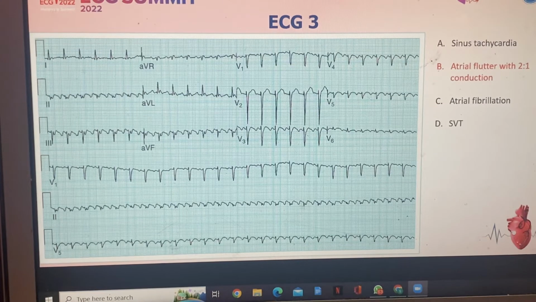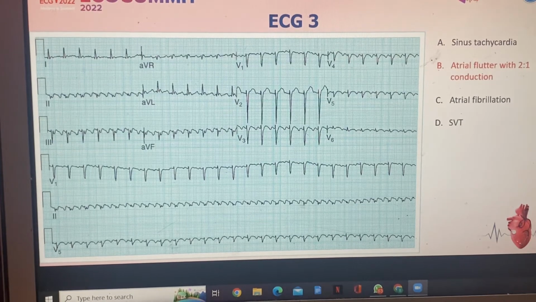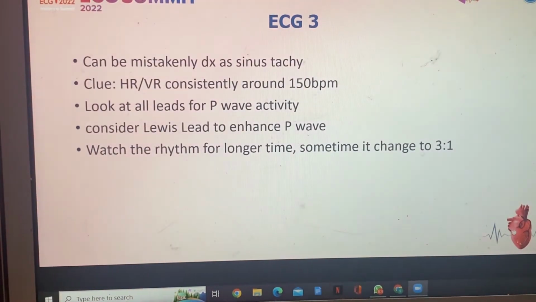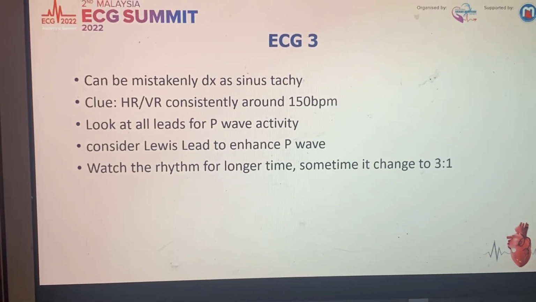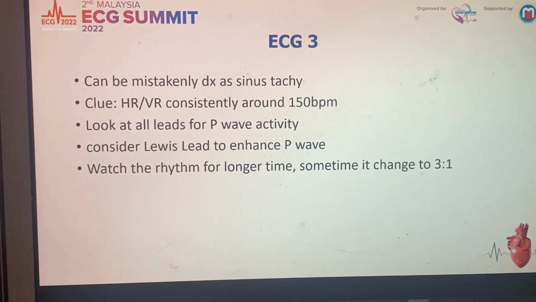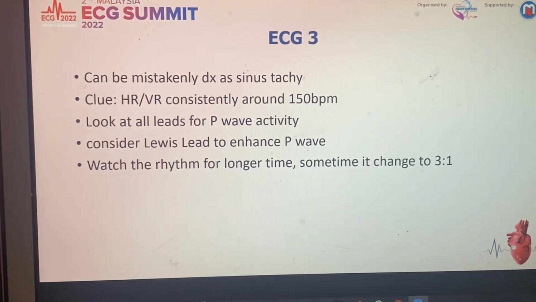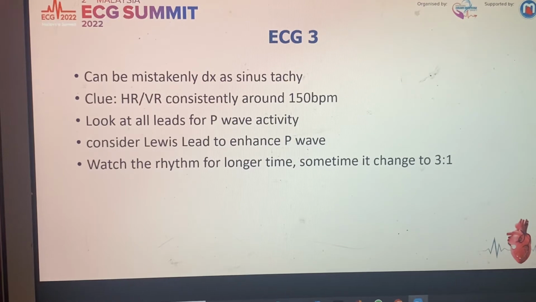So you must see all the leads, and you try to find out where is the P wave. Where is the P wave? Another clue is you can watch the rhythm for a longer time. Put a long lead 2, and sometimes it can change to 3-to-1 or 4-to-1. So you can confirm the diagnosis.